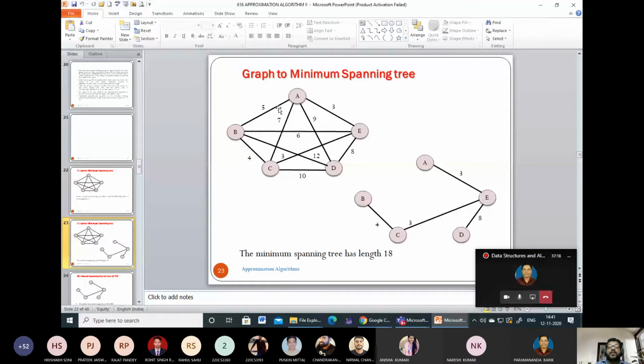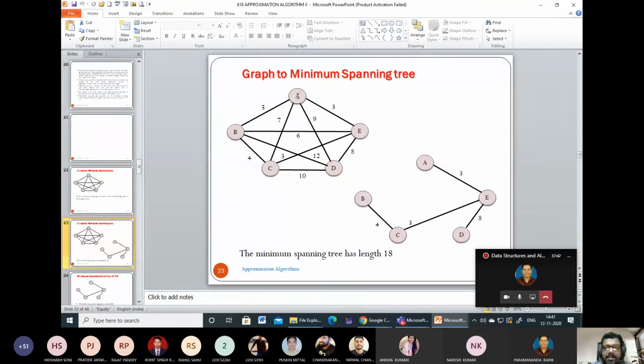So what is the problem here? Given the graph, we start with vertex A. How will we return to vertex A by visiting all cities? That is the basic objective of the traveling salesperson problem. Again, I start with vertex A and return to vertex A. That is the tour we need to calculate. For that, we try to design an approximation algorithm.